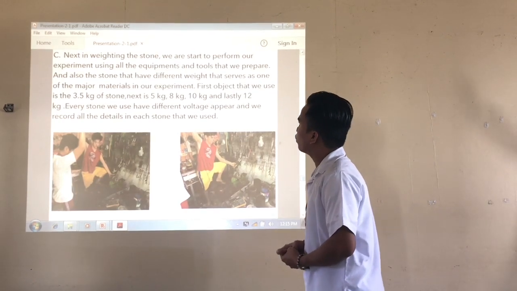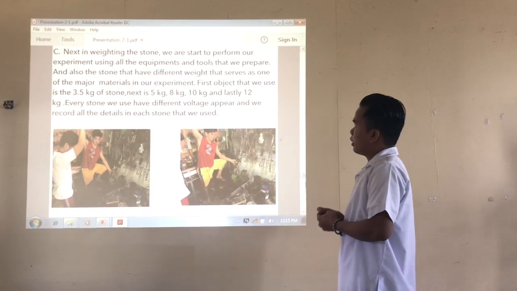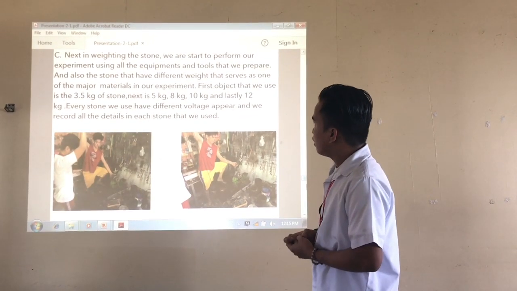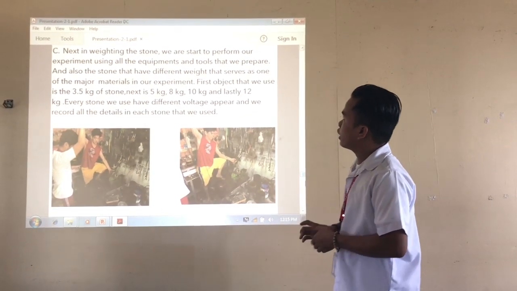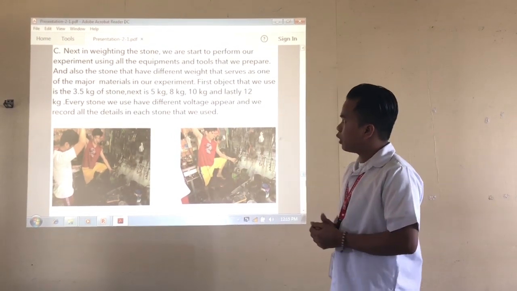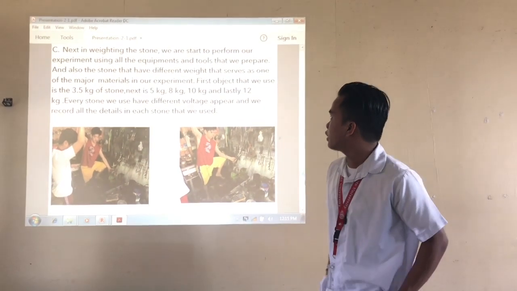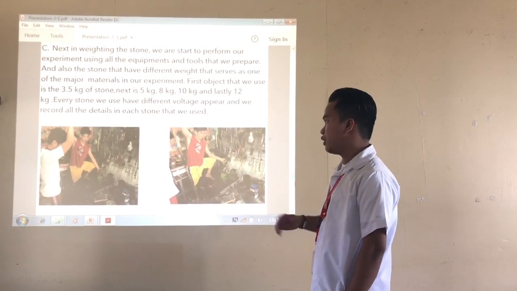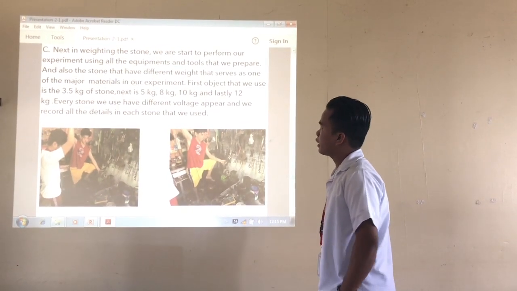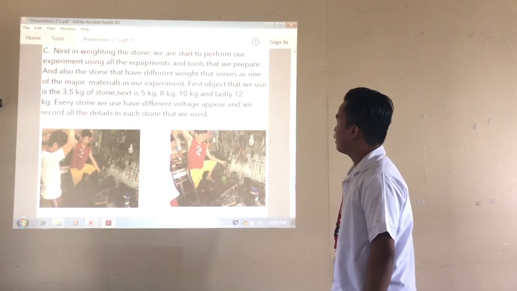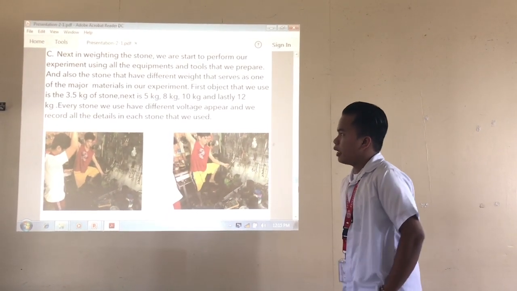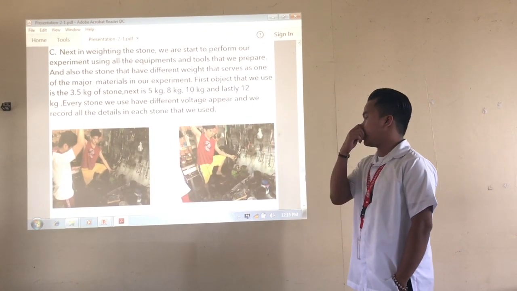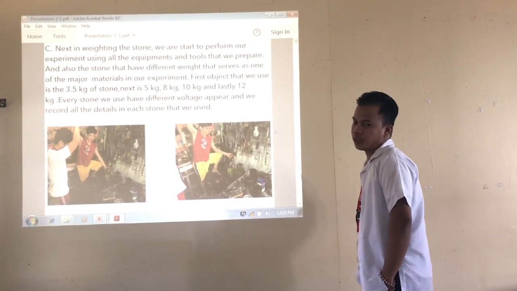After weighing of the stone, we are start to perform our experiment using all the equipment and tools that we are prepared. And also the stone that have different weights that serves as one of the major materials in our experiment. First object that we use is the 3.5 kilogram, and next is 5 kilogram, 8 kilogram, 10 kilogram, and lastly is the 12 kilogram. Every stone we use have different voltage upper, and we record all the details in each stones that we use.